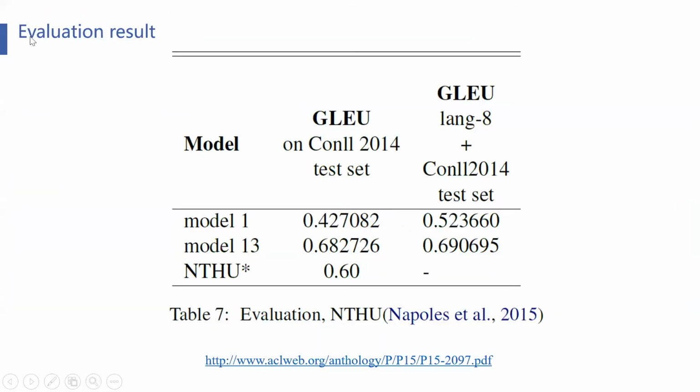For evaluation, we use the GLEU score to evaluate our model. We also compare our model with a model using traditional machine learning techniques, which is from this paper. This paper is also the paper of GLEU. Our best transformer model can achieve a 0.68 GLEU score on the CoNLL 2014 test set. If we combine the test sets of Lang-8 and CoNLL 2014, the GLEU score reaches 0.69. These two scores outperform the traditional machine learning model and our baseline model.